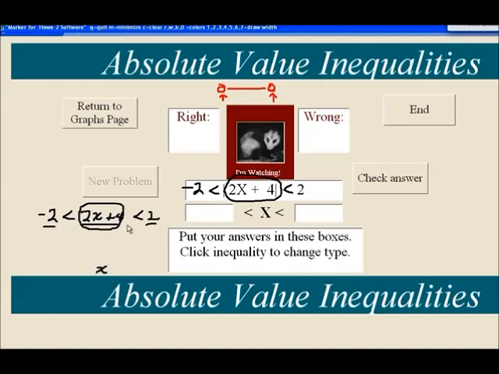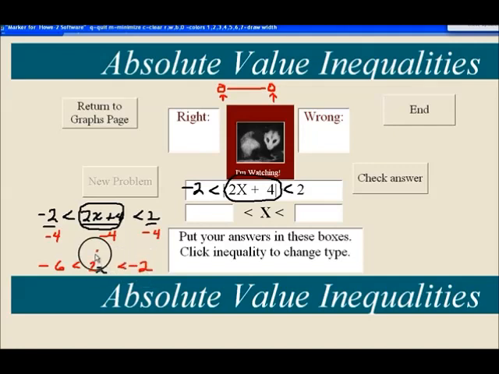So what has to go away? It's the 4. So I'm going to subtract 4 from the middle, subtract 4 from the right side, and subtract 4 from the left side. So I'll get negative 6 is less than 2x, which is sandwiched in between, and less than negative 2. I'm sorry, I got that wrong.